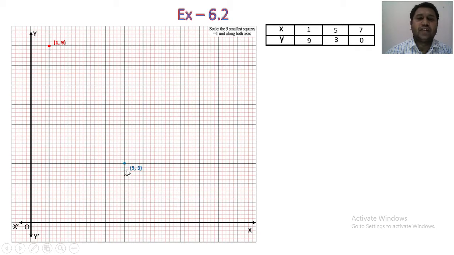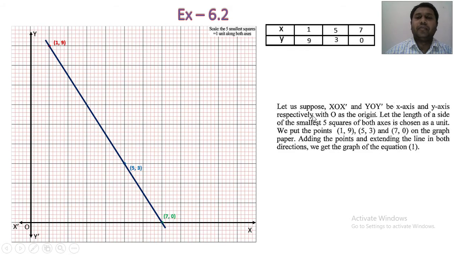Then the second one, 5 comma 3, that is here. x is 5 and y is 3, 1, 2, 3. So 5 comma 3 is here. Similarly, the next one is 7 comma 0. You can see here x is 7, 1, 2, 3, 4, 5, 6, 7, and y is nothing, 0. So there will be no increase, just here. So I got the 3 coordinates from equation number 1, and if I draw the line, this is a straight line of equation number 1.